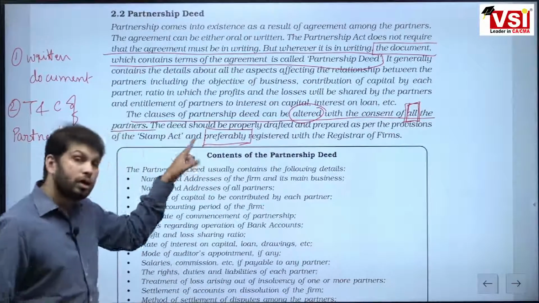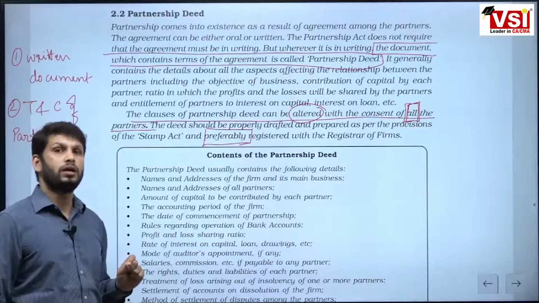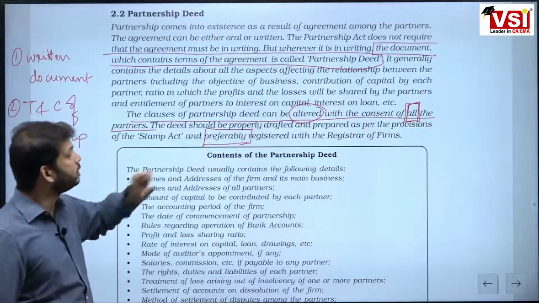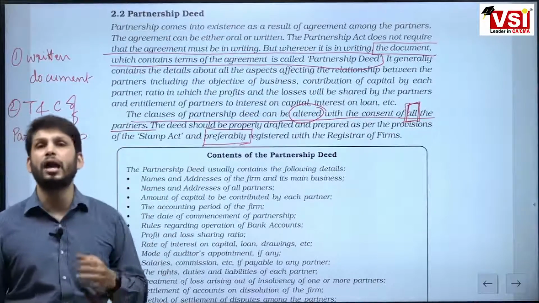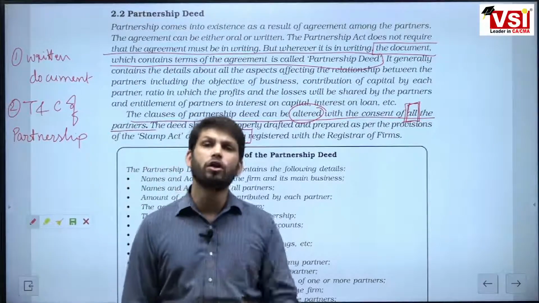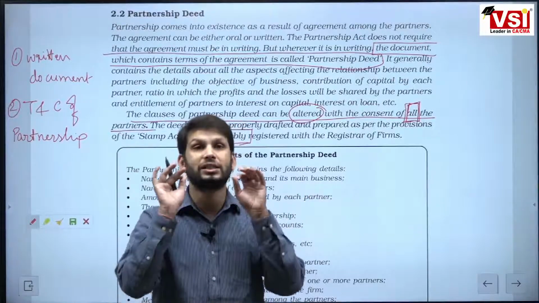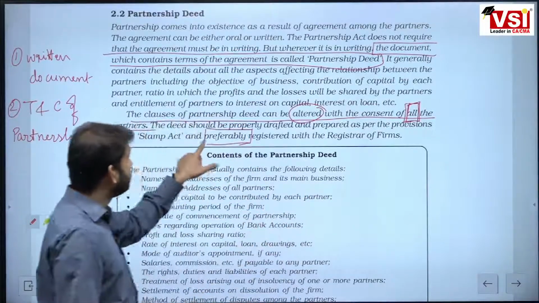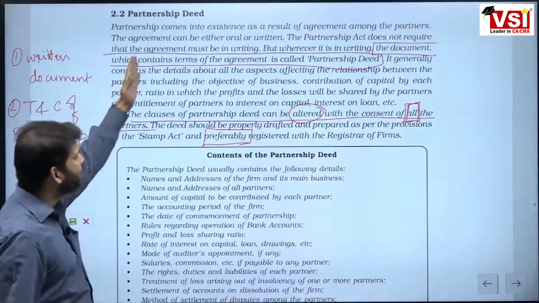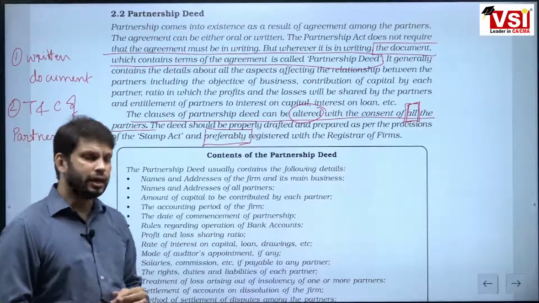To be a company, they have to compulsorily register with registrar of companies. But here the word is written preferably. That means even if a partnership deed is not registered with the registrar of firm, that's legally allowed. So, let's see what are the different types of terms and conditions generally contained in a partnership.